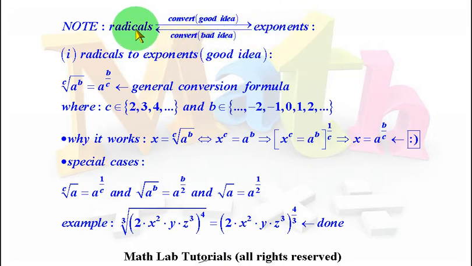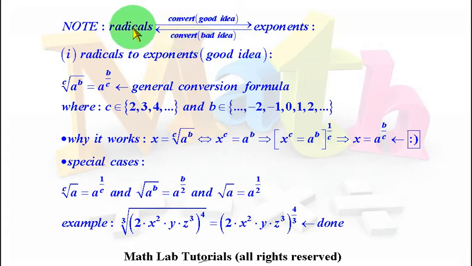Notice I indicated that radicals to exponents is a good idea, and exponents to radicals is not such a good idea. It's a bad idea. In calculus, when we encounter radicals, one of the first things we do is to convert them to fractional exponents or rational exponents. We very, very rarely go the other way around. We don't convert expressions containing rational exponents into radicals.